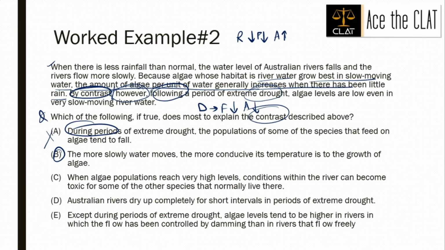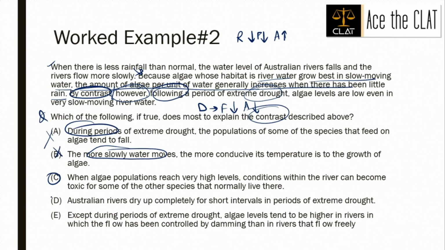The more slowly water flows, the more conducive its temperature is to the growth of algae. Again, it explains why the amount of algae increases in slow moving river water, but it does not explain why this happens even after extreme drought, right? ये बात तो आर्ग्यूमेंट में सॉरी पैसेज में कही ही गई है, राइट? यहीं पे तो कहा गया है that river water algae grows best in slow moving water, है ना? That is why it is not our correct option.